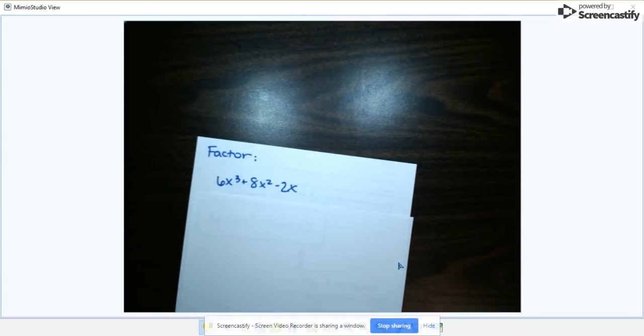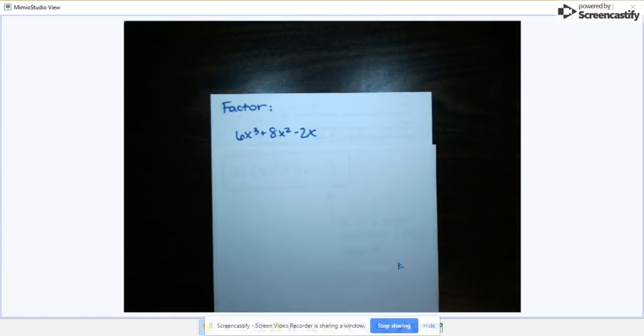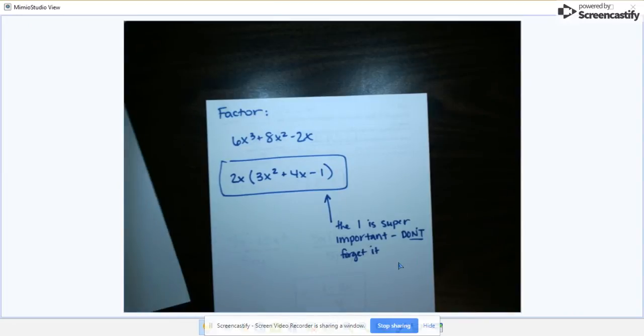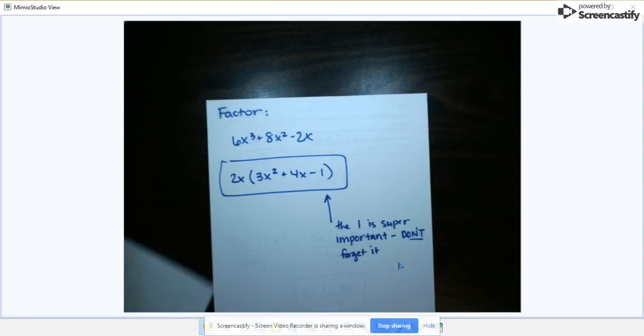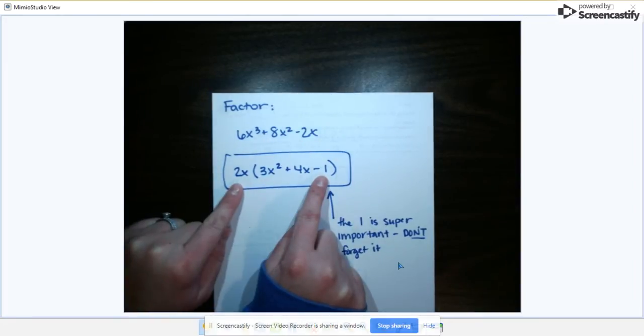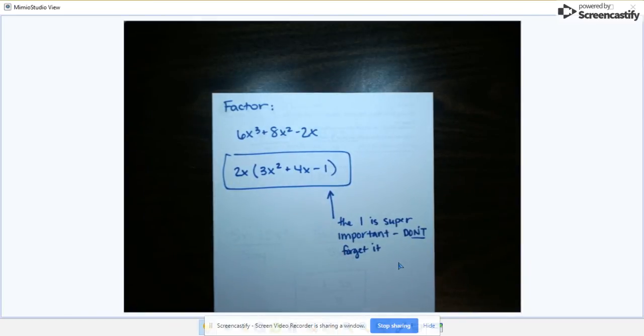All right, so we're going to factor this. 6x cubed plus 8x squared minus 2x. You can take a 2x from everything, leaving you with a 3x squared plus 4x minus 1. Okay. You cannot forget this 1. You take out your entire 2x, but 2x divided by 2x is 1. So make sure you have that minus 1 there.